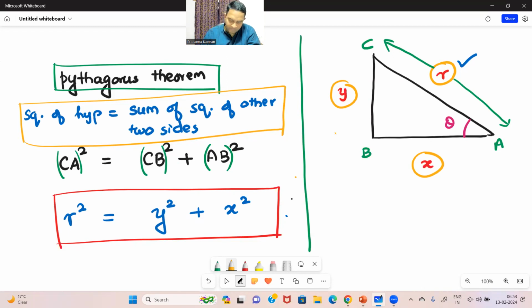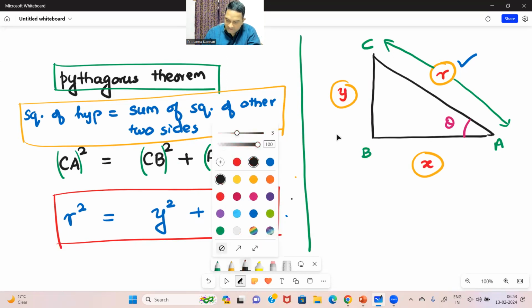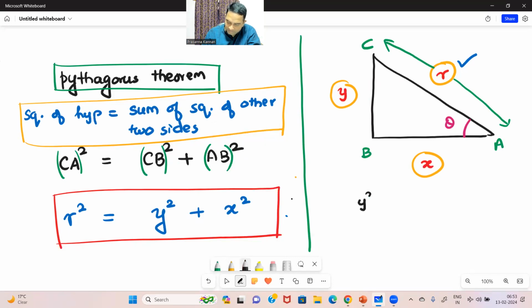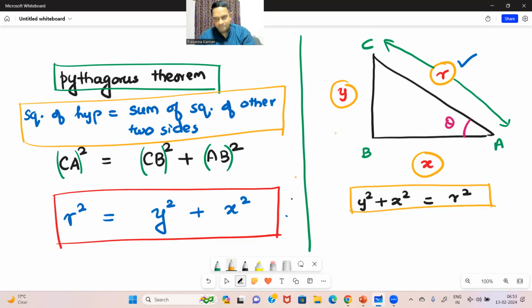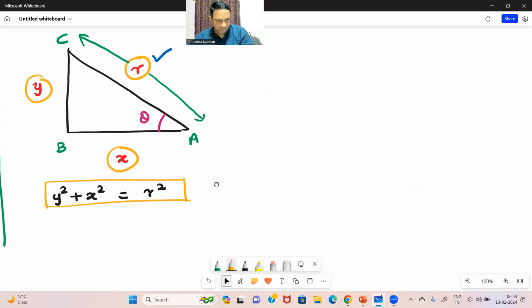Okay, so I'll rewrite it. Maybe I can write the left side as the right side, and the right side as the left side, no problem. So y square plus x square is equal to r square. Now, this is from Pythagoras theorem.